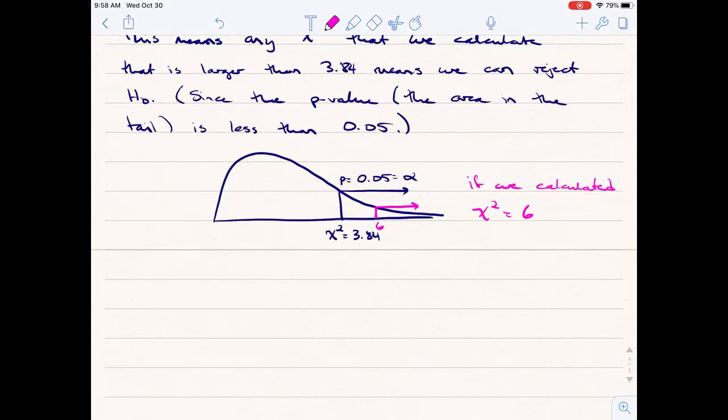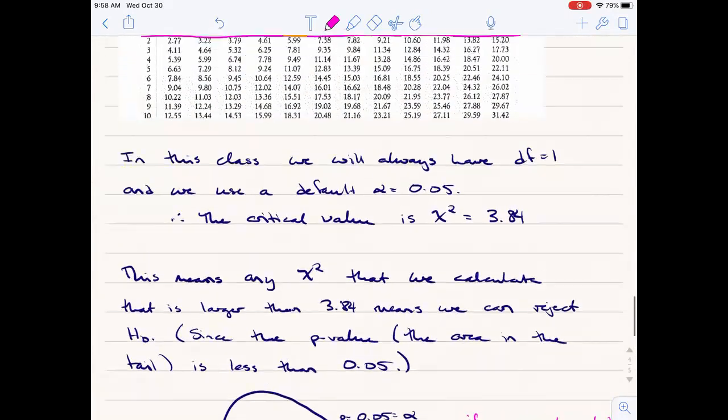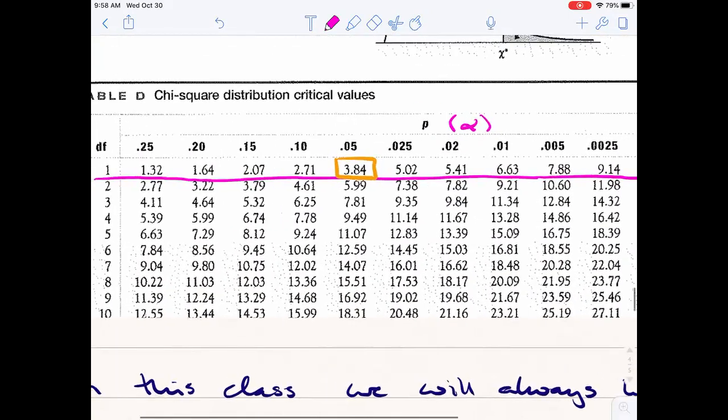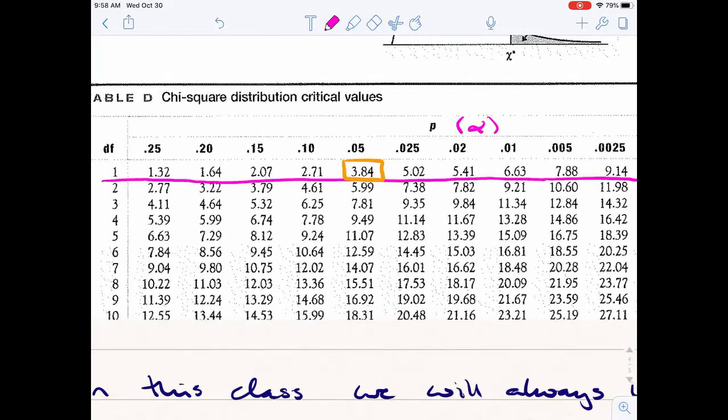If you wanted to have an idea of what this p-value might be, and this is kind of going beyond, but if you want a range, you can look at the table and say, well, at 1 degree of freedom, because we're going to assume we only have 1 degree of freedom, 6 would fall between 5.41 and 6.63. So then I've narrowed it down so that my p-value is somewhere between 0.01 and 0.02. But as long as you understand the critical value approach, anything beyond this point, reject H0.